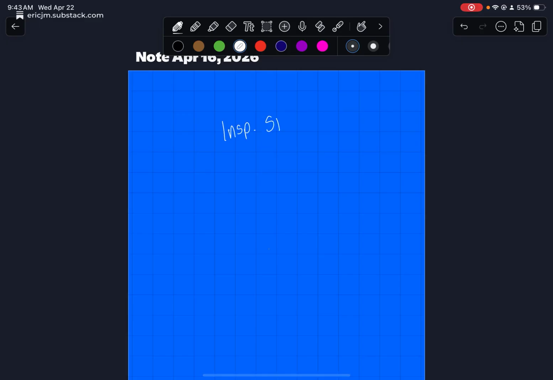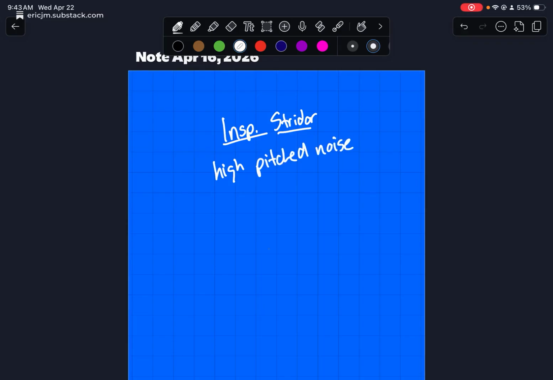Well, inspiratory stridor, I don't like the thickness of that pen. Inspiratory stridor has a few causes. It's a high-pitched noise, and it's generally only heard in the upper airway, and it's usually heard on inhalation. So there's 3 things about it. What are the reasons that could be causing that?